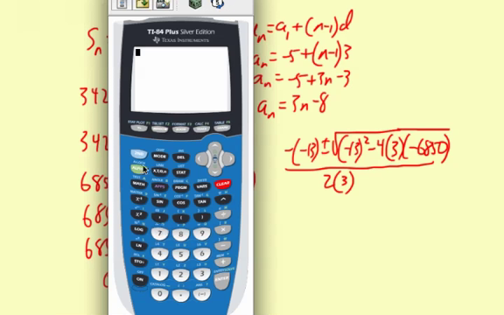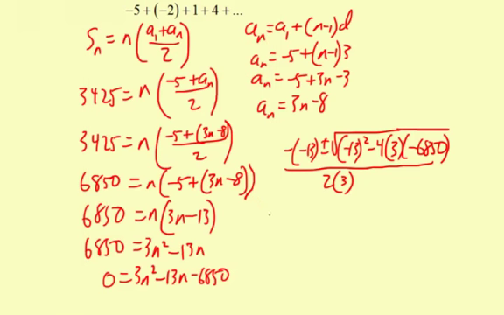So the hard part is this discriminant here, and I'm going to use a calculator to figure that out. So it's going to be the square root of 13 squared minus, and I'll put parentheses around this, 4 times 3 times -6,850. Close parentheses, enter. 287. So it's going to be positive 13 plus or minus 287 divided by 6.